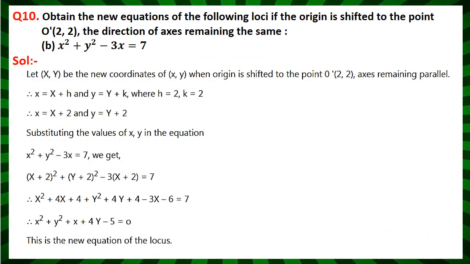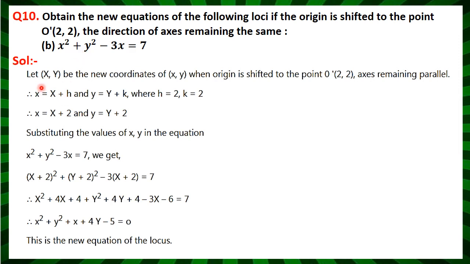Question number 10. Obtain the new equations of the following loci if the origin is shifted to the point O dash (2, 2), the direction of axes remaining the same. Here we will consider B. x² + y² - 3x = 7. This equation is the equation of the locus of points with respect to the old origin. Now we need to find the equation with respect to the new origin.